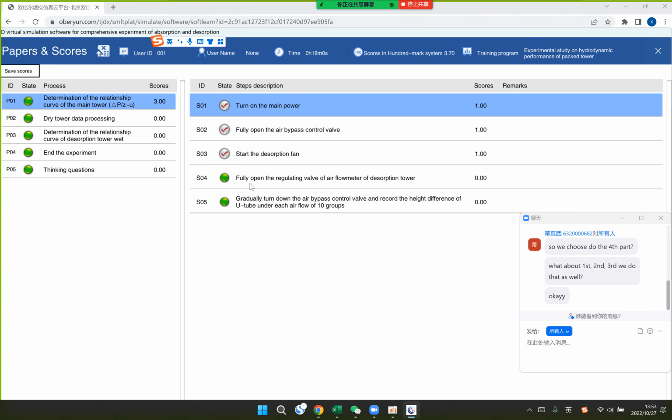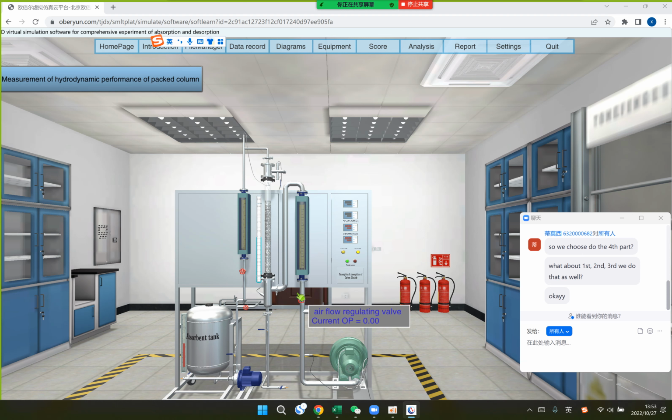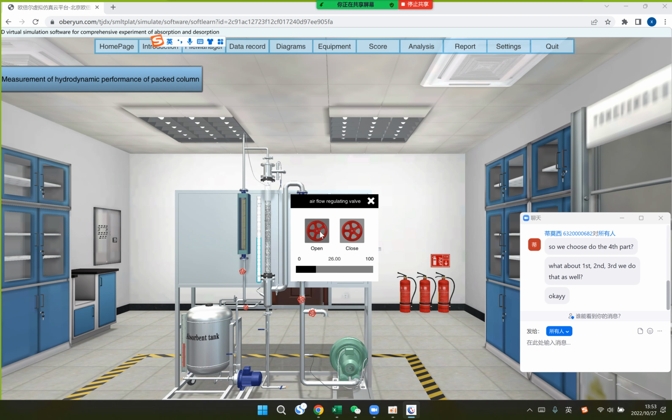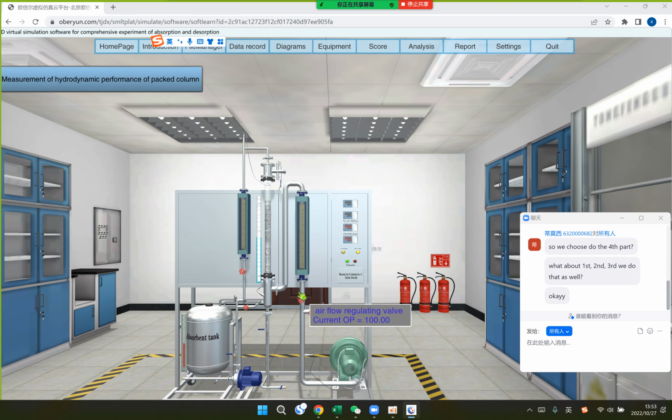And then fully open the regulation valve for the airflow rate for the desorption tower. It's actually the valve for the system. Now, in this case, the valve for the system and the valve for the atmosphere are both fully opened. If we try to increase the flow rate to the system, we can decrease the opening to the atmosphere, or decrease the opening for the bypass.